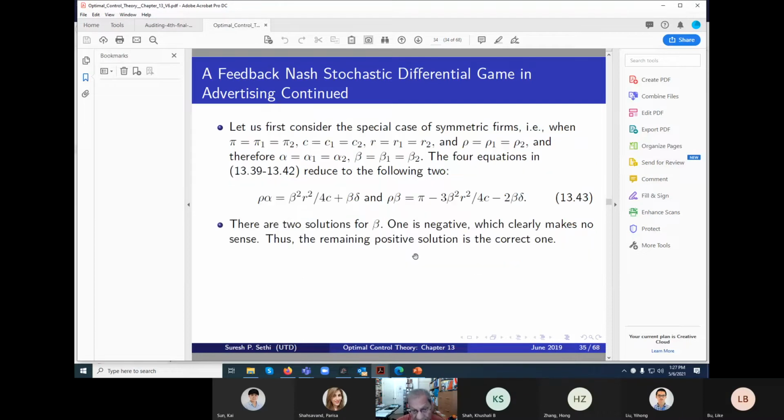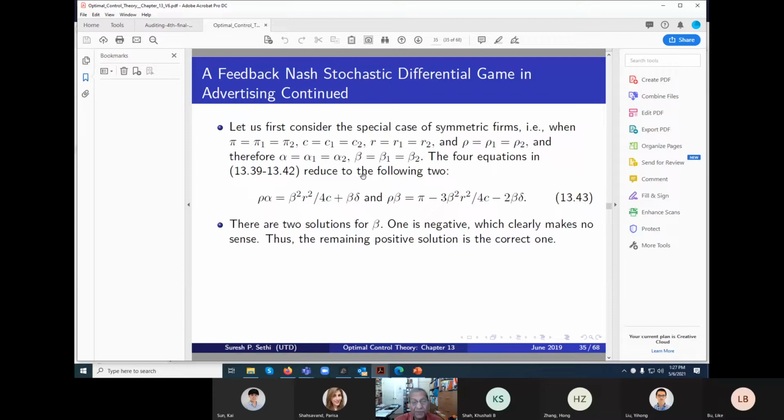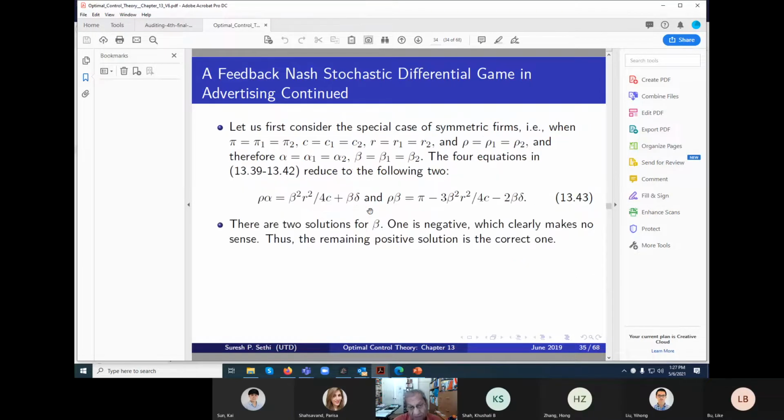So I'm taking the symmetric case. When I take the symmetric case, then alpha 1 equals alpha 2, beta 1 equals beta 2, so I can call them without the subscript. I have alpha and beta, and these equations reduce. These equations are similar, so we only need these first two equations. We don't need these. In these two equations, I just put beta 1 equal to beta, alpha 1 equal to alpha, and rho equal to rho. So I get this.